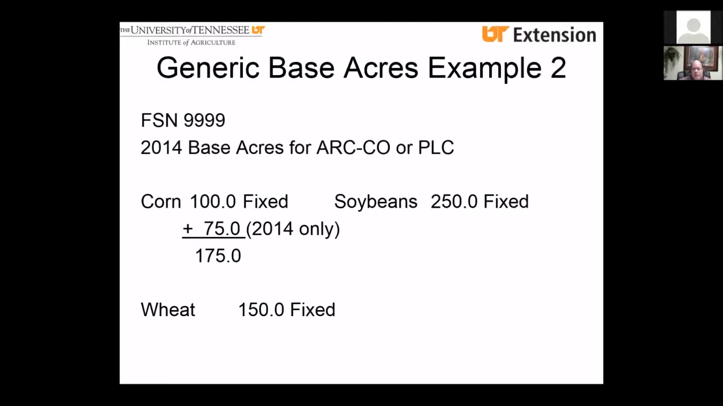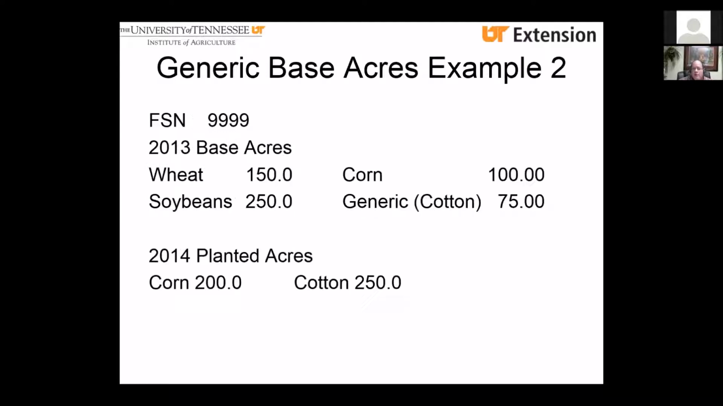All right, so in this example, we've got 2014 base acres for the payment, ARC County and PLC. We had the 100 acre corn base, and we're going to add to it 75 acres of the generic base. So let's go back to the previous slide. The only covered commodity that we planted in this example was corn. We planted 200 acres of corn. And if you'll remember, cotton no longer is a covered commodity, and so it no longer has a payment base at the FSA office. So we planted 200 acres of corn. That was our covered commodity.